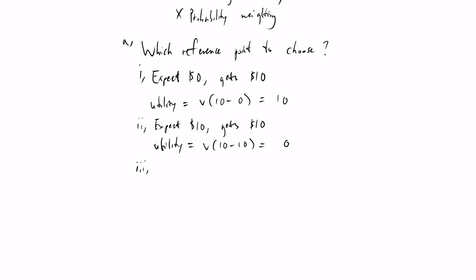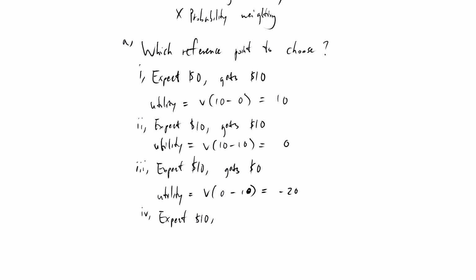Okay, now the other case, expect 10, gets nothing. So the utility in this case is V(0 minus 10). Remember, in the negative range, the V function is 2 times x. So this is negative 20. And finally, expect 0, get 0. Utility equals V(0 minus 0) equals 0. All right?